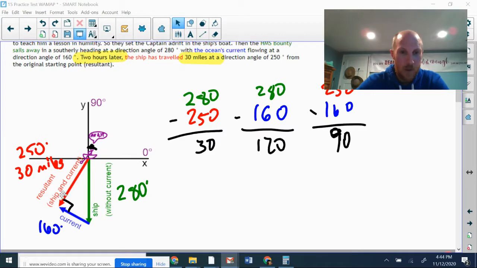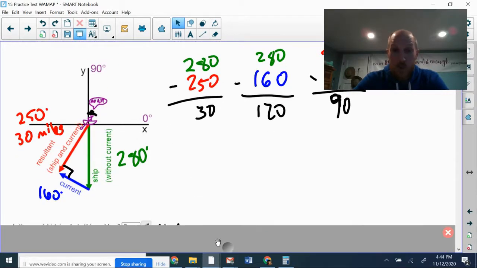And on the red side, here's the resultant. We know where the ship is pointed in one direction and the current is pushing in a different direction. It's kind of like those problems where we watch the airplanes land in the crosswind, pointing off to the side, but actually moving straight up the runway. The same thing is happening here. The ship is pointing in one direction, but the current is pushing it sideways, and so it moves in the red vector direction. It goes 30 miles at a direction angle of 250 degrees. So it just labeled everything.